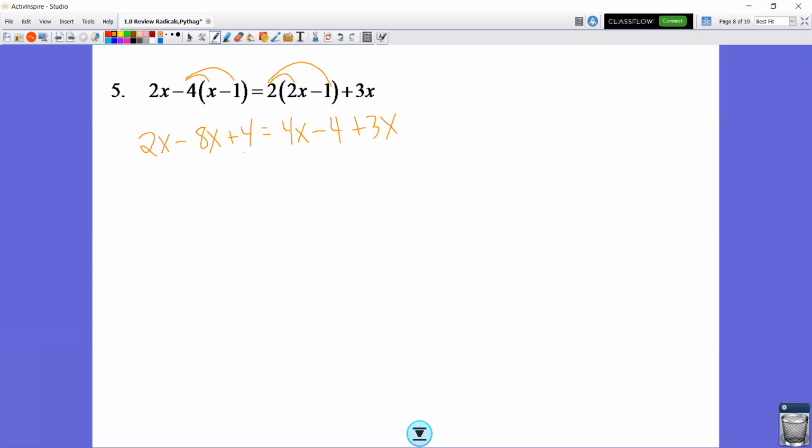I got a hot mess. I need to clean up the left side, combine like terms, and clean up the right side by combining like terms. I'm going to bring my x's together and it's -6x plus 4 equals 7x minus 4. I always move my letters to the left, and I know it's going to give me a bigger negative, but it's going to be fine.